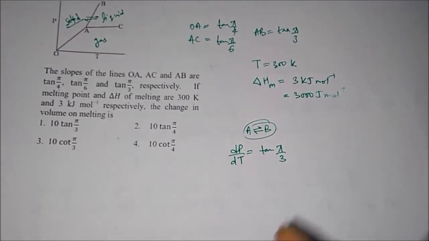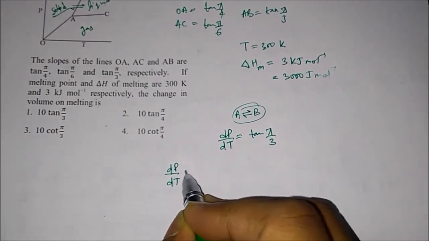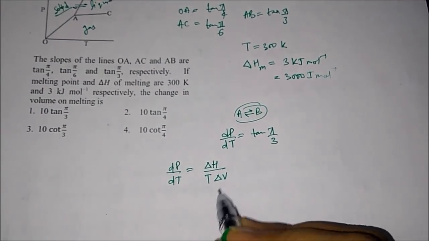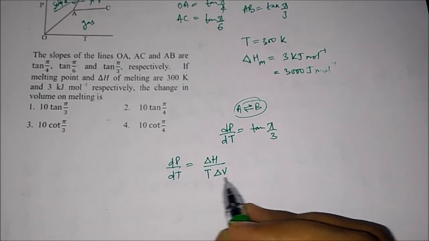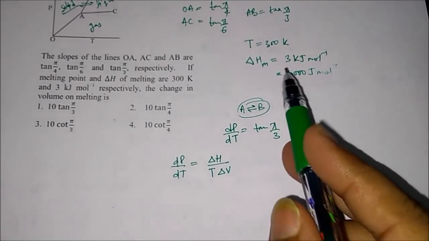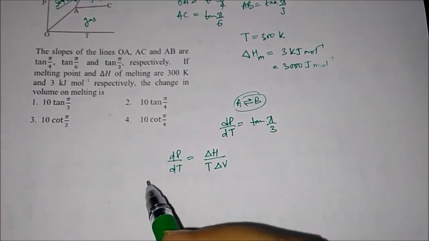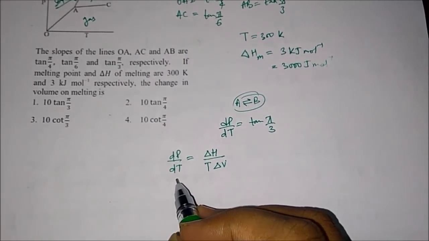Alright, now let's use this Clausius-Clapeyron equation. The equation says that dP by dT is equal to delta H upon T delta V. Now this delta V you have to calculate, the change in volume on melting. T is given as 300 Kelvin, delta H is given as 3000 joule per mole, and dP by dT is also given. We'll just put all these values in and try to find it out.